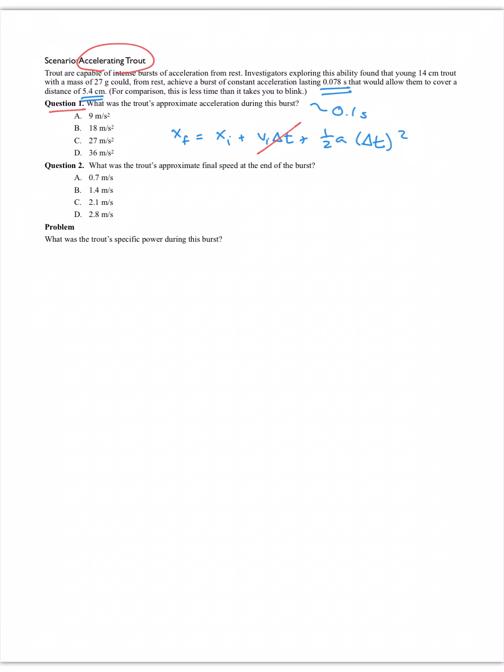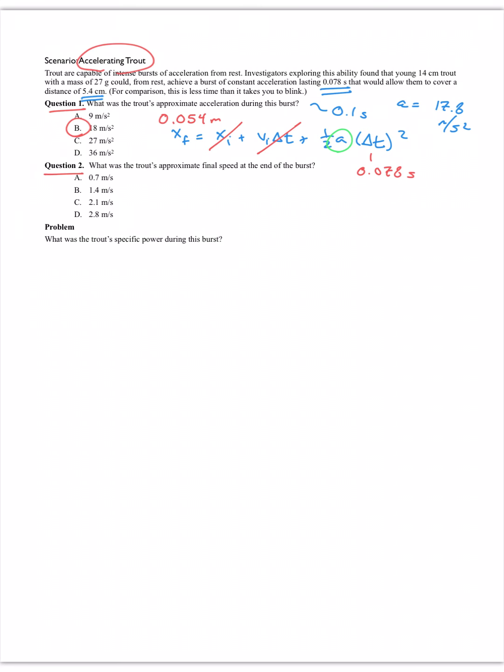Let's take the initial position as 0. The final position will be 5.4 centimeters or 0.054 meters. And the time interval is 0.078 seconds. With all that information in hand, I can calculate the acceleration. And if I do that, I get a value for the acceleration of 17.8 meters per second squared, which is approximately equal to 18 meters per second squared.